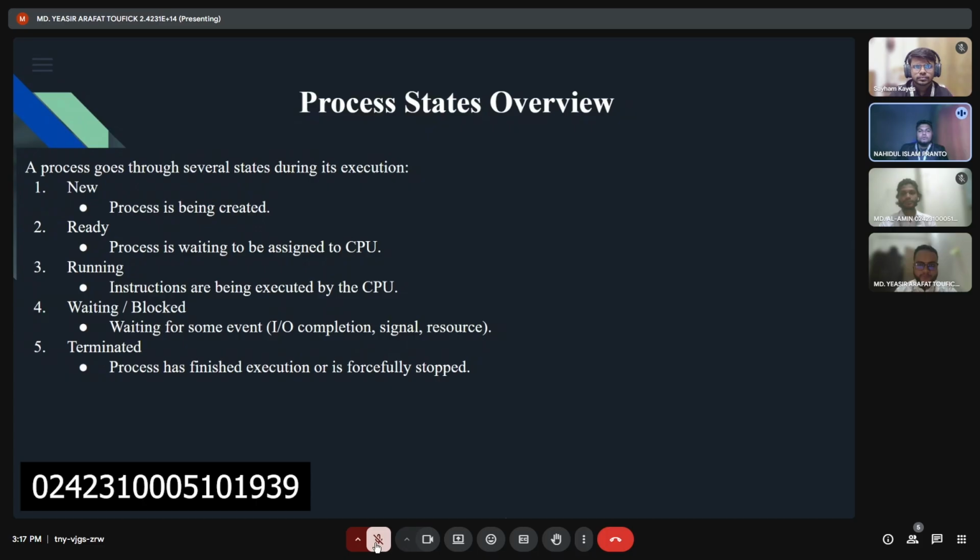Process states overview. A process moves through different states from start to end. First of all, new: the process is being created. Then ready: the process is prepared and waiting for the CPU. Running: the CPU is currently executing instructions. Waiting or blocked: the process is waiting for an event such as input-output completion. And terminated: the process has finished execution or has been stopped.